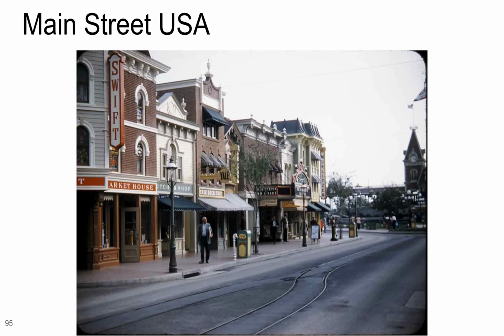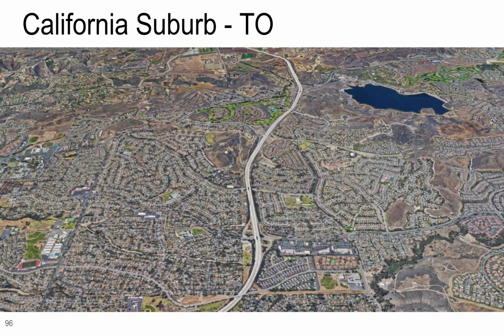Main Street, USA. Also, that earlier shot of Hazard, Kentucky, I think 1967, that's a good example of Main Street, USA. And then California suburbs with suburban sprawl. It's just suburbs as far as you can see. We've got some sort of commercial activity going on here. And yeah, this is Thousand Oaks.